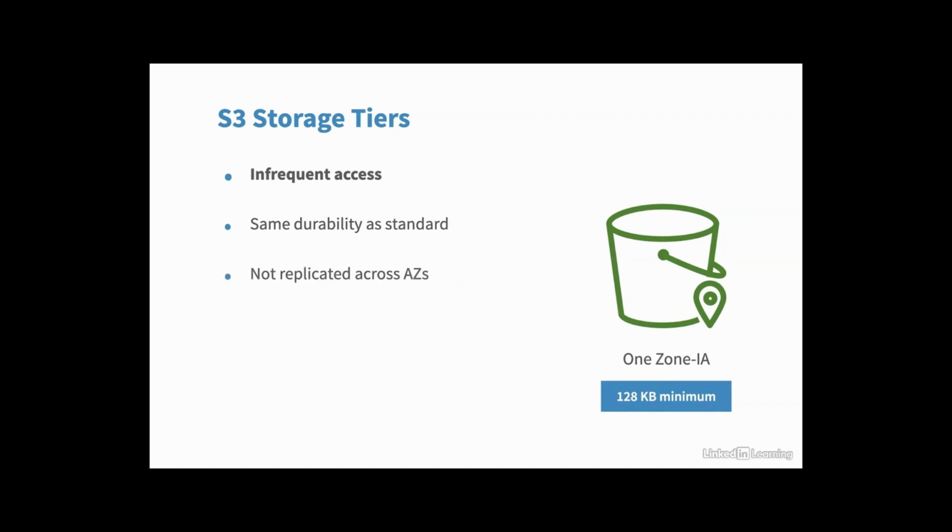That drops its uptime to 99.5%. To be clear, when your objects are stored in just one AZ, you're subject to losing access in the event of a full AZ outage, or losing your files if the AZ is somehow destroyed. Still, depending on your requirements, it might be a risk you're willing to take to achieve lower costs. For this tier, you're looking at only about 1 cent per gigabyte per month.